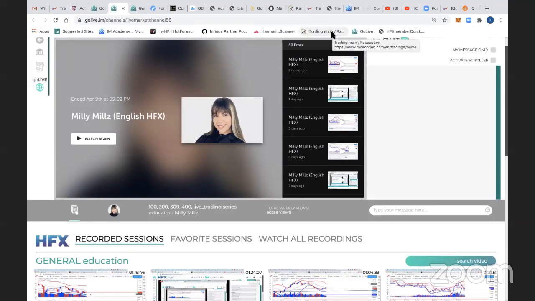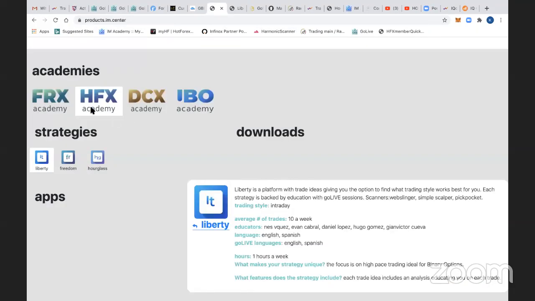Okay, it's different from IQ Sense. Yes, this is a strategy. IQ Sense is a platform where you trade your account, where you take your trades. This is a platform where you get the trade you want to take. Inside of IAM, if you log into your account, you're going to see HFX. If you click on the same strategies, you will see the simple scalper. So you can go learn how to use it.